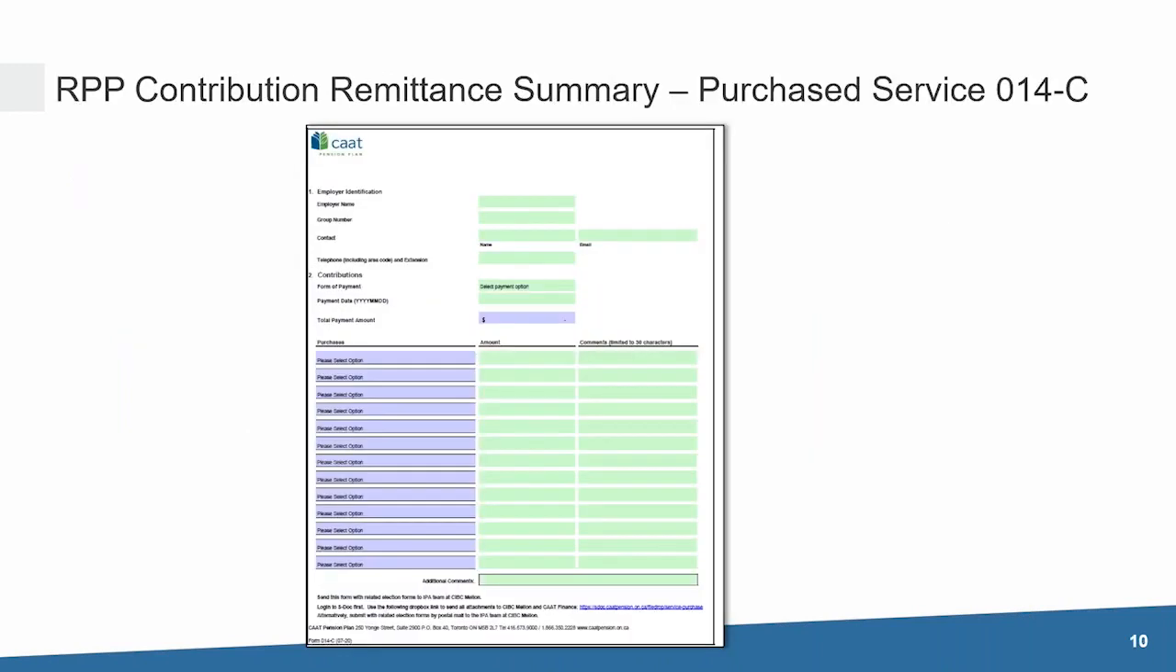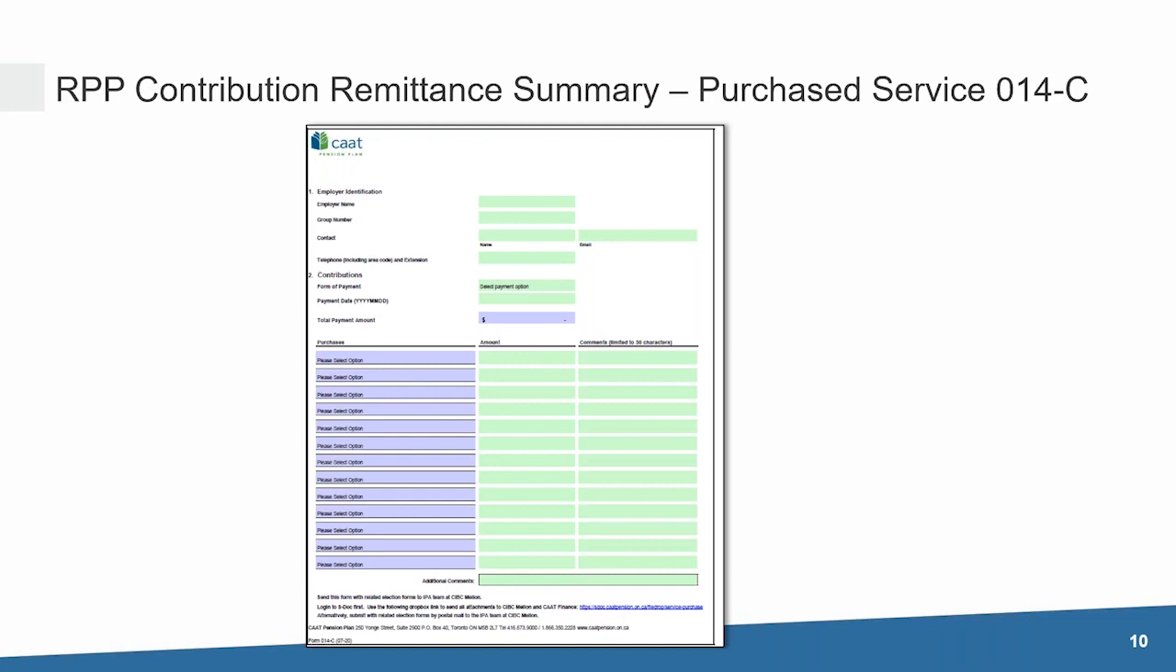On this slide, you will see an example of Form 14C, which is CAT RPP Remittance Summary for Purchase Service. I'll briefly go over this form, starting from the top and working downwards. This form should be used by employers who are remitting funds for pension purchases for both DB Prime and DBplus. At the top is Section 1, the employer identification section. Similar to 34A that we just saw, here you'll fill in all the green fields, namely name of employer, group number, your name, email, and telephone number.